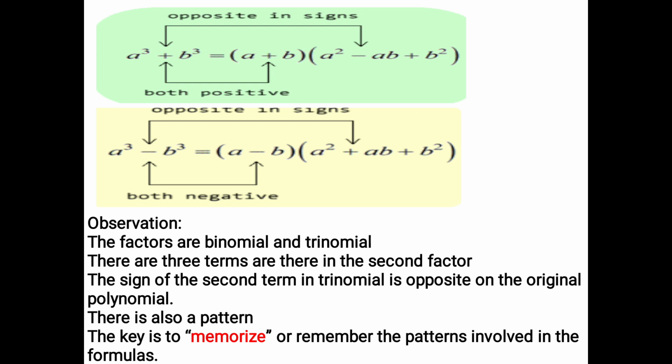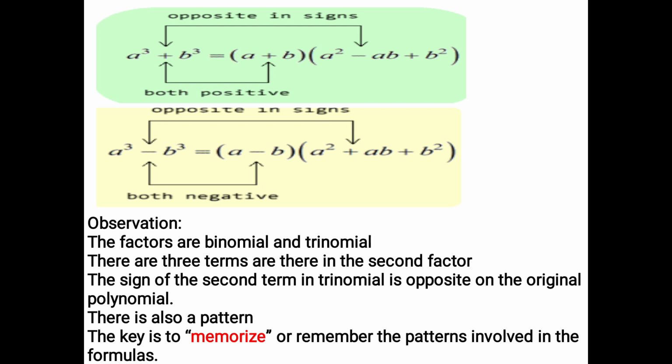We have here the illustration of a cubed plus b cubed is equal to the quantity a plus b times the quantity a squared minus ab plus b squared. You can see the given is both positive, and the first factor has a positive sign, while the second factor has the opposite sign of the given. So we can see the observation.